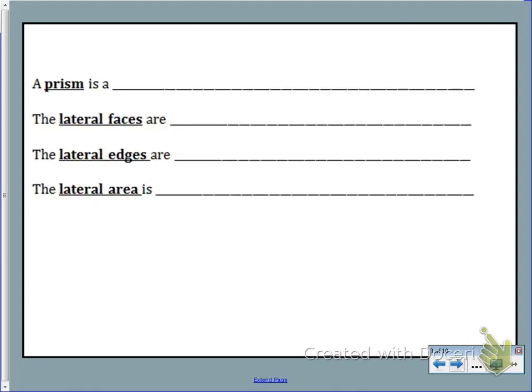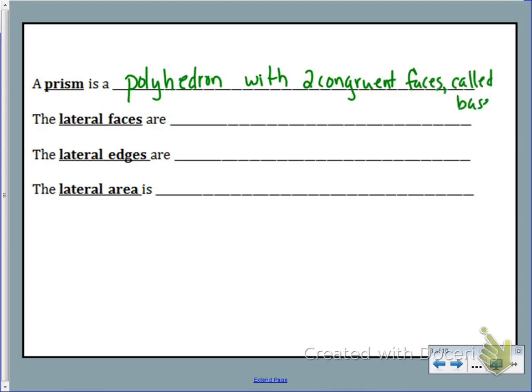As a quick reminder, a prism is a polyhedron with two congruent faces, which we call bases. If you recall, we named the prism using the non-rectangular base, if they have one. The lateral faces are all the faces of the polyhedron except the base or bases.